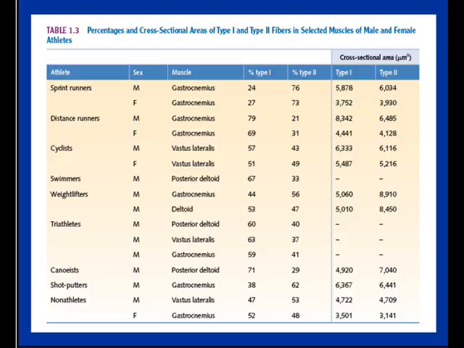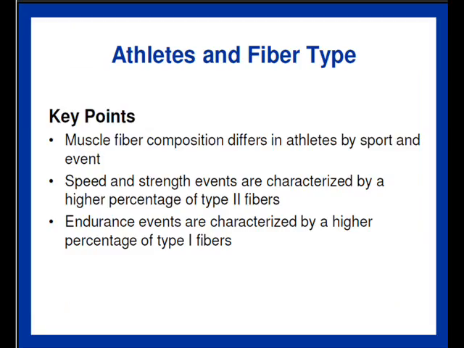I'm not going to go through this table really. This is table 1.3, percentage of cross-sectional areas of type 1 and type 2 fibers in selected muscle, male and female athletes. As you would expect, for instance, in sprint runners, whether male or female, they're going to have a high proportion of type 2 compared to type 1. And the distance runners are going to have a high proportion of type 1, slow twitch, compared to type 2 or fast twitch. You get down to a triathlete, who swims, runs, and bikes, and they're still going to have a high proportion of type 1, but they've got a fair amount of type 2.